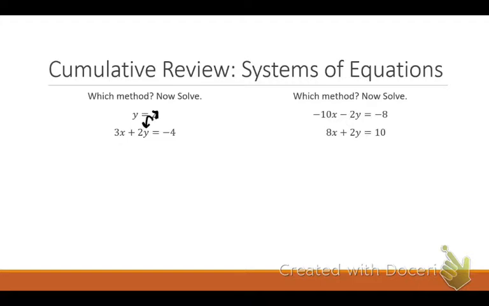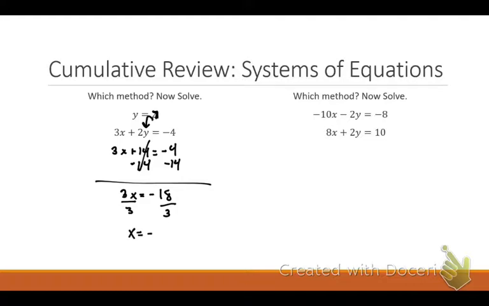And I plugged in 7 for y, 3x plus 14 equals negative 4. Now I subtract 14 from both sides. I had to change it because it wasn't going to work out even. 3x equals negative 18. Okay, same sign, add and keep. X equals negative 6. All right, now because I already had a value for y, my answer is negative 6 and 7.